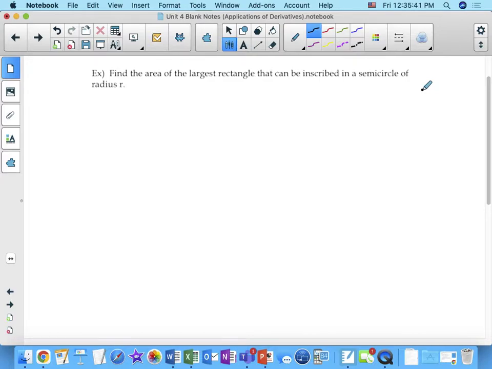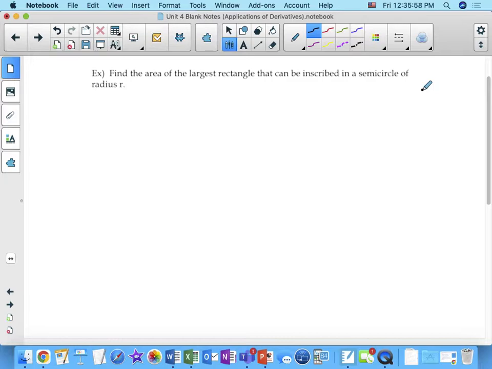In this case, because we're looking at two-dimensional shapes, we're trying to maximize area. If we were looking at three-dimensional shapes, we'd probably try to maximize volume.